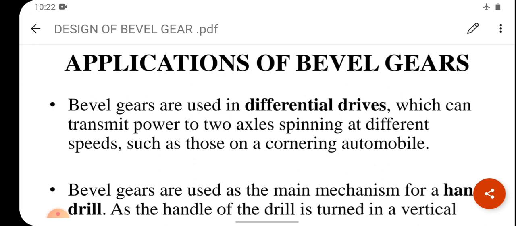So the differential mechanism adjusts the speeds of both the wheels. This is known as differential drives, which can transmit power to two axles spinning at different speeds.